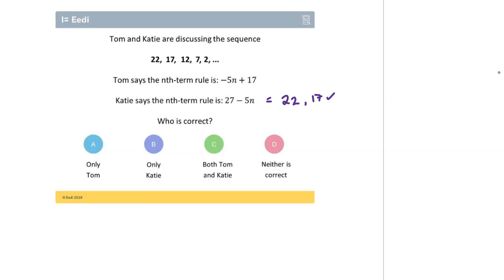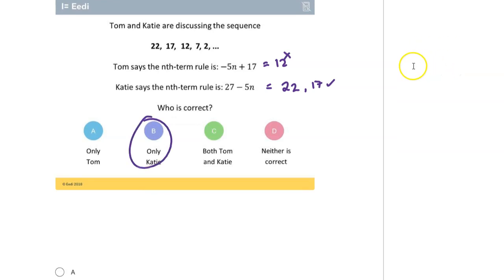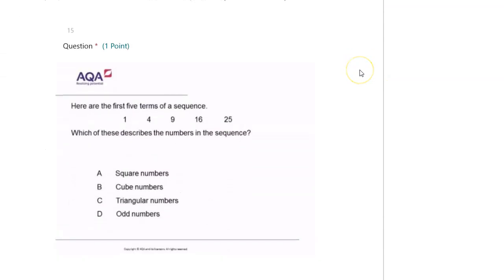Let's have a look at what Tom's one does. Negative 5 times n would be negative 5 plus 17. I think Tom's messed up here. He's got a negative where he shouldn't. Negative 5n plus 17 would be negative 5 plus 17, which would be 12. Looks like Katie is our winner on this occasion. Only Katie, pushing towards the end.